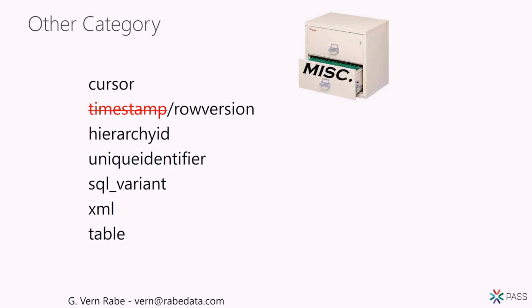Here in our other category, the timestamp and row version. Who uses either one of those, timestamp or row version? I've done it before. So there's a lot of value to it, but the reason that the timestamp is crossed out is that here's another Sybase inheritance. Timestamp has nothing to do with time. It is not a temporal data type.